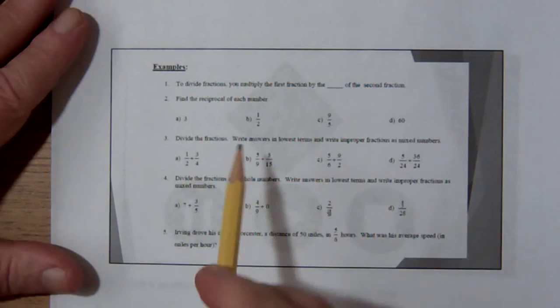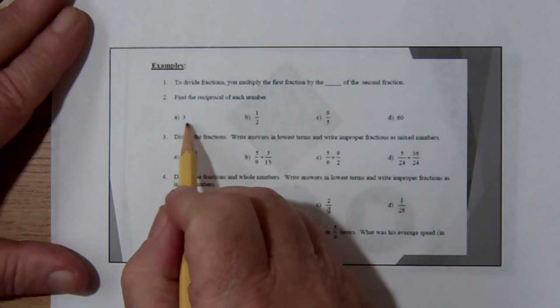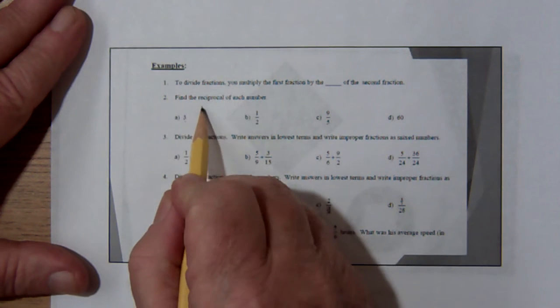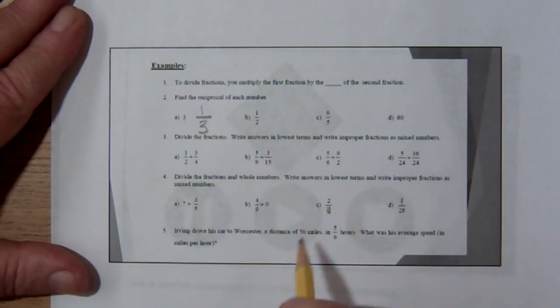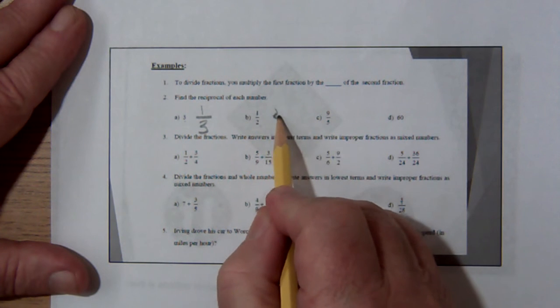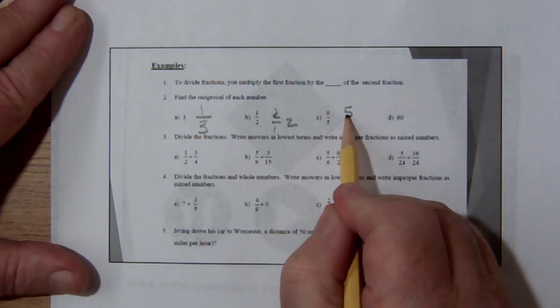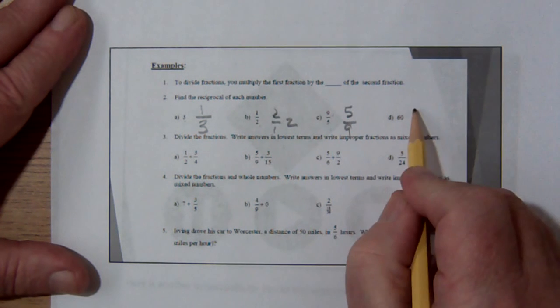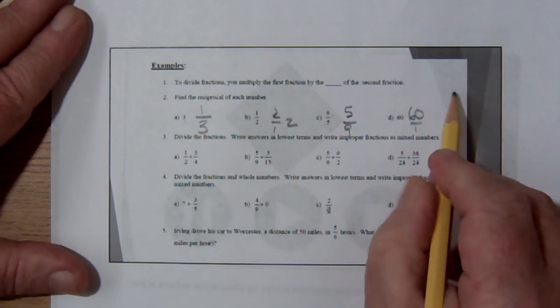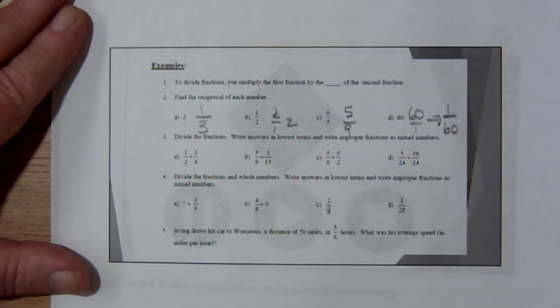Okay, I'm back. The first thing we want to do is find the reciprocals. We really just turn each of these upside down. This is 3 over 1, so the reciprocal would be 1 over 3. This is 1 over 2, so the reciprocal is 2 over 1, or 2. This is 9 over 5, so the reciprocal is 5 over 9. And this is 60 over 1, so the reciprocal of that is going to be 1 over 60 as an answer.